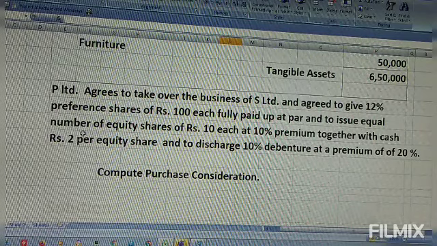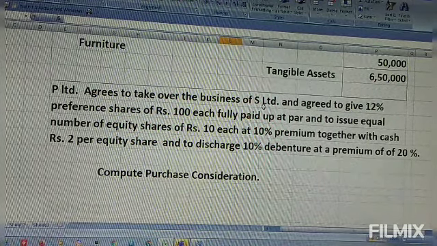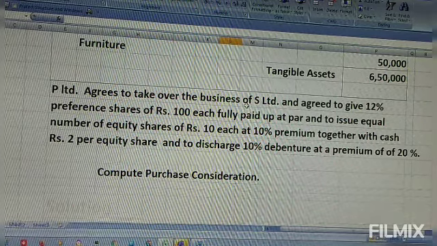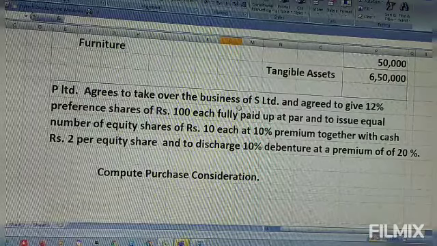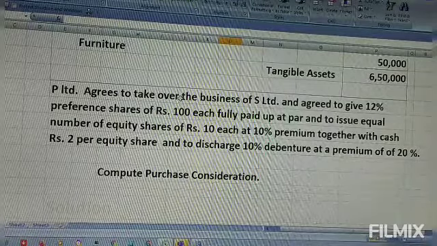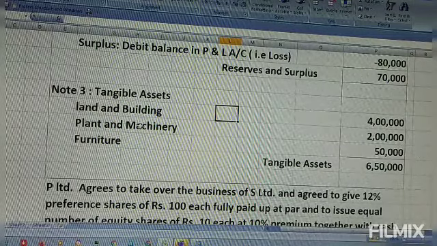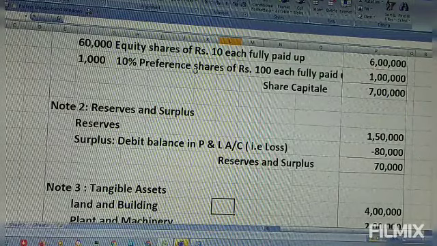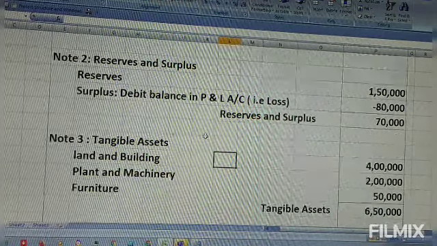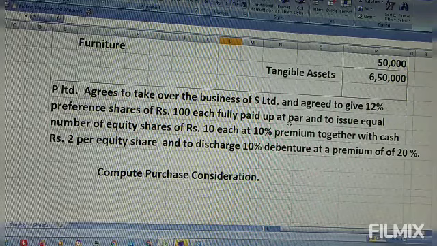Now let me go through the information again. P Limited agrees to take over the business of S Limited. Here P Limited is the transferee company and S Limited is the transferor company, because S Limited is going to transfer its business to P Limited. So for that it agreed to give 12% preference shares of rupees 100 each, fully paid. Here 10% preference shares exist; in place of 10% preference shares, 12% preference shares will be given, at par value only.